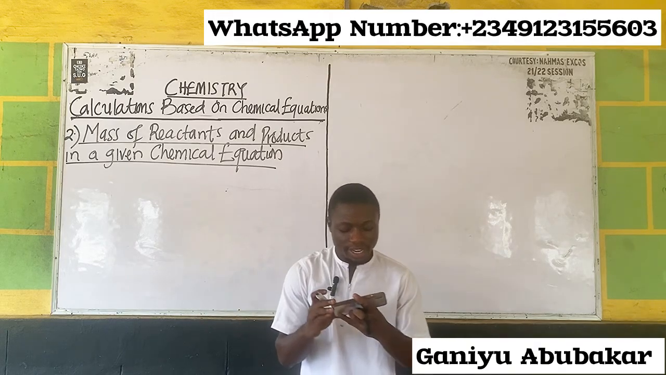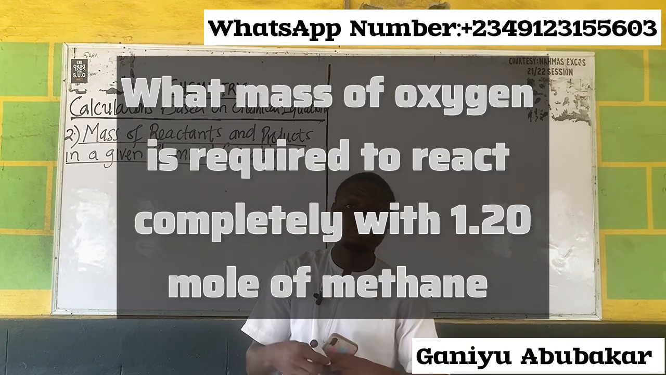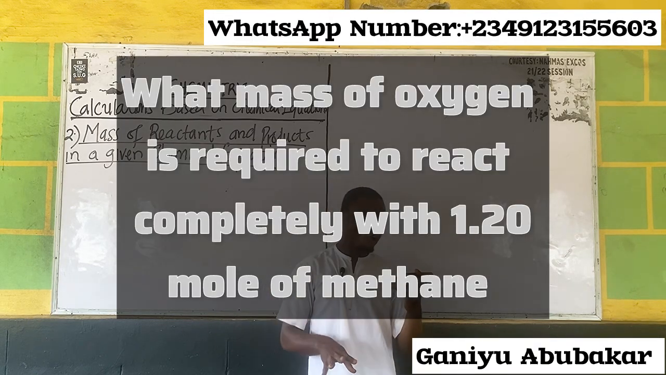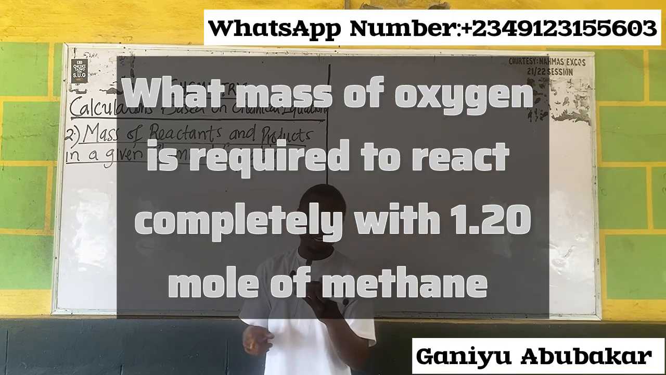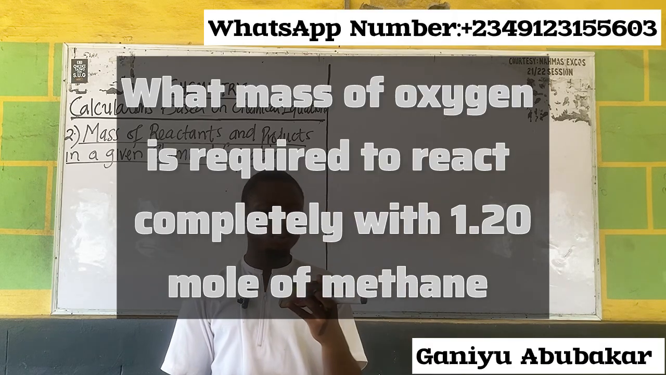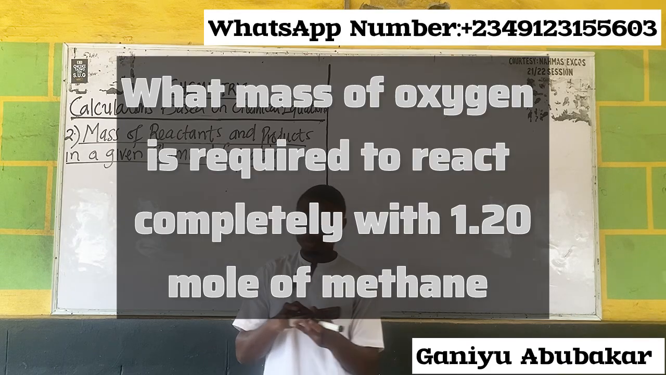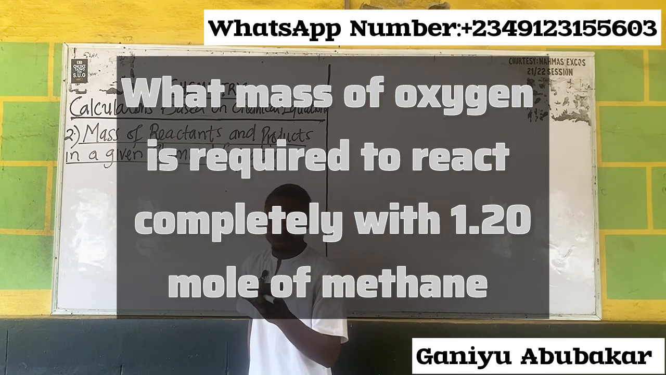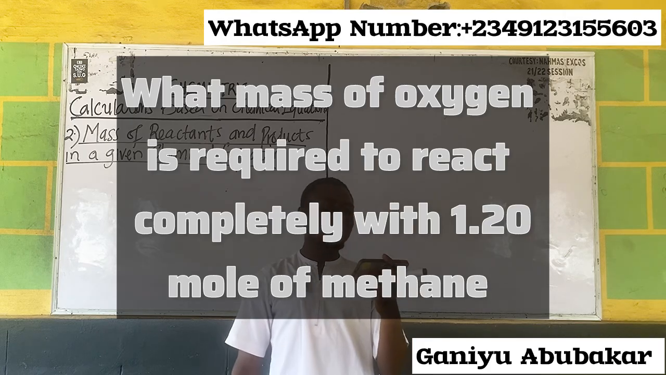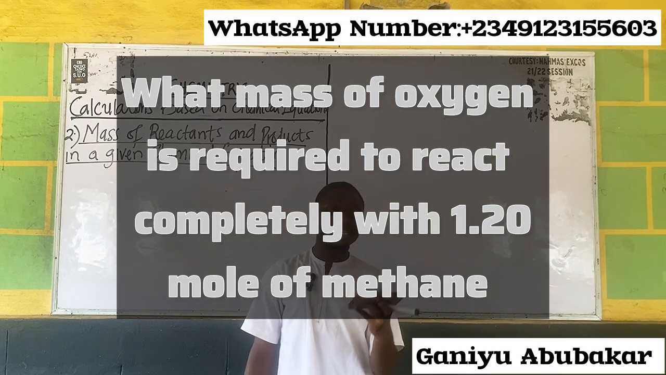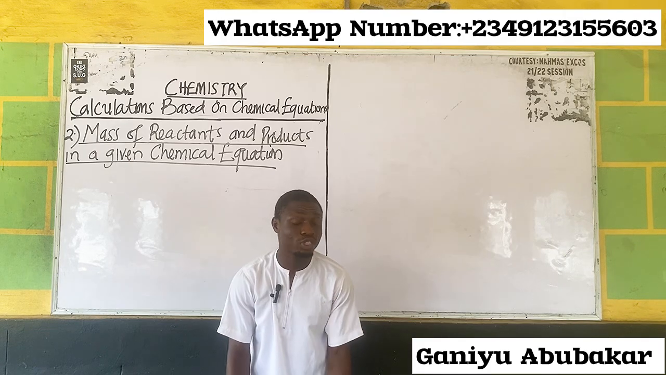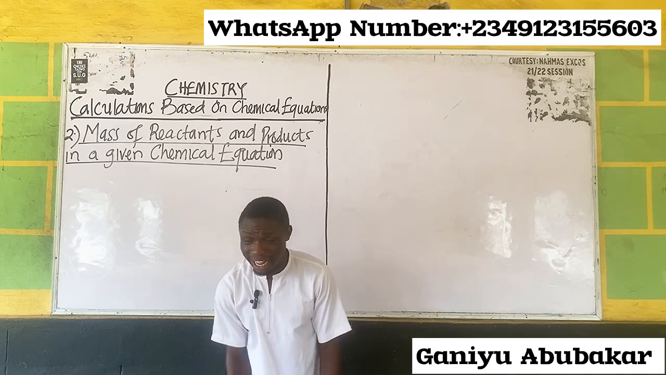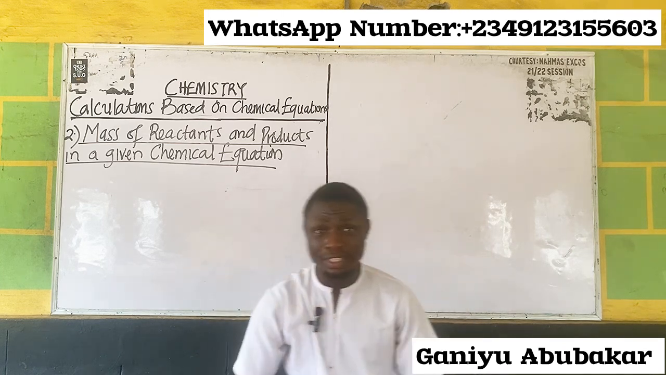Example here, please. It says, what mass of oxygen is required to react completely with 1.20 mole of methane? In this case, what is our focus? I'm getting oxygen and methane here. That's all. Oxygen, methane. That's our focus.